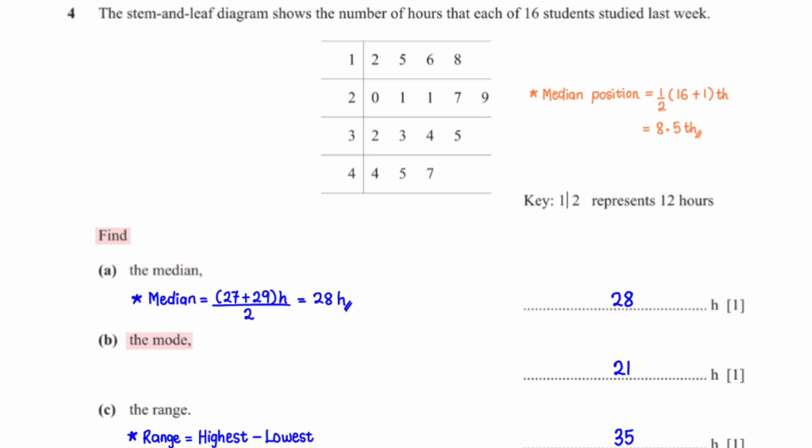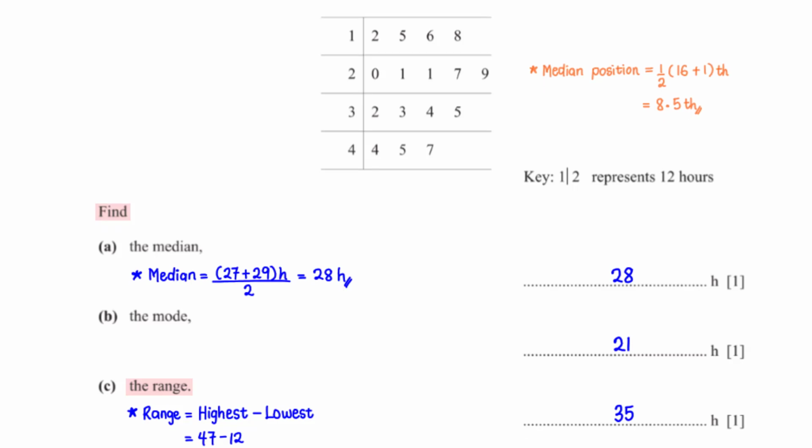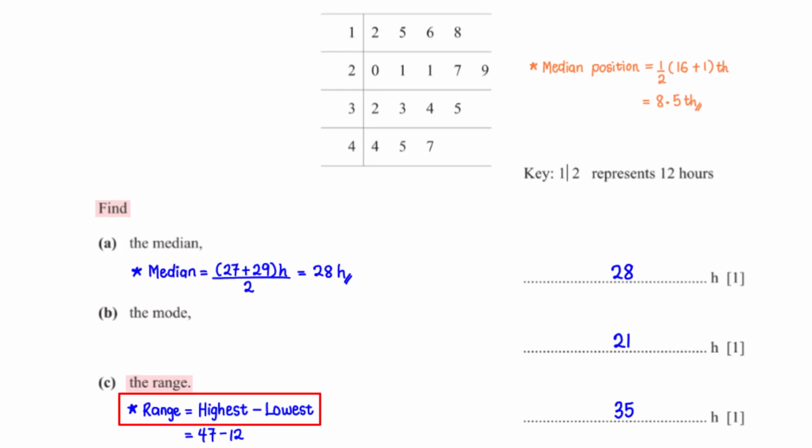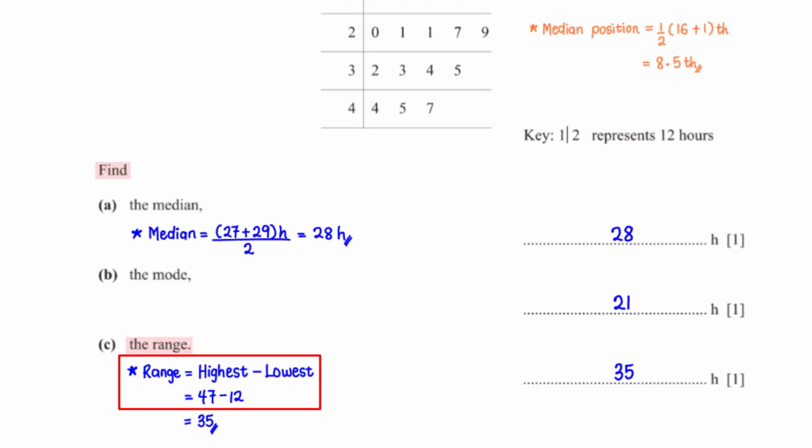Find the mode. The mode is the most recurring number. From the stem and leaf plots, this number is 21. Find the range. The range is the highest value minus the lowest value. From the stem and leaf plots, the highest value is 47 and the lowest value is 12. 47 minus 12 is 35.